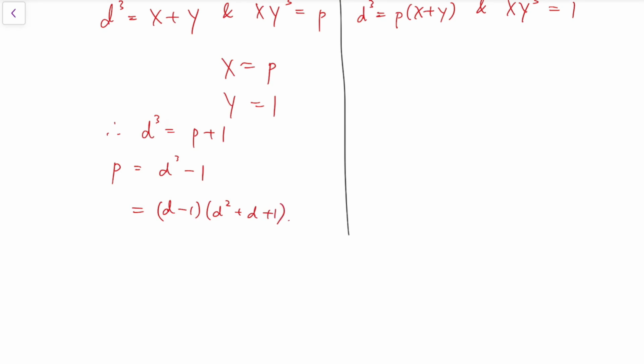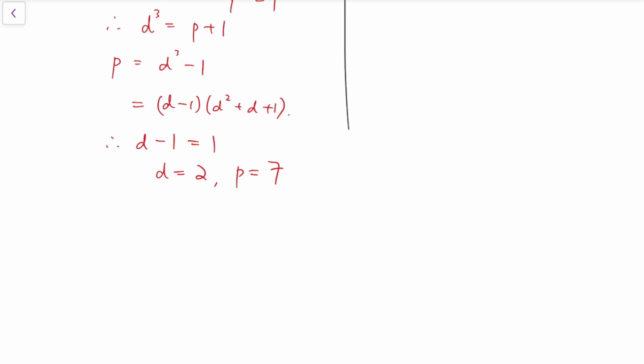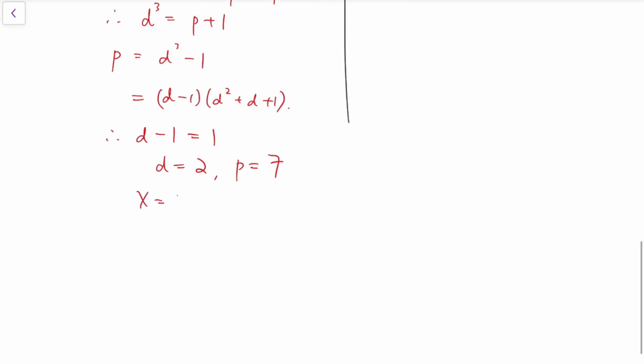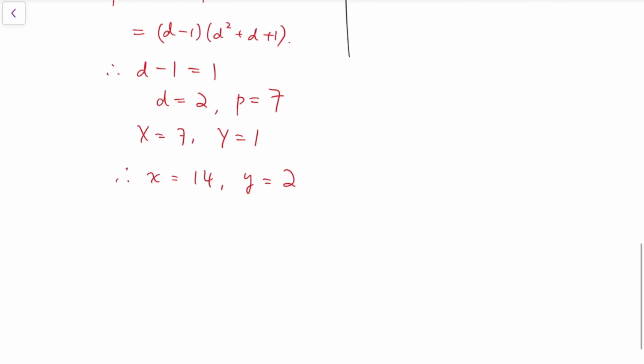However, a prime is not factorizable. So the only option that allows us to proceed is that one of these parts of the product equals 1, and we must have d minus 1 equals 1 because it's the smaller number. So therefore d equals 2, p equals 7, and so then we can solve for x and y. Big X equals 7, big Y equals 1. So therefore small x equals 2 times 7, that's 14. Small y equals 2 times 1, and that's 2.